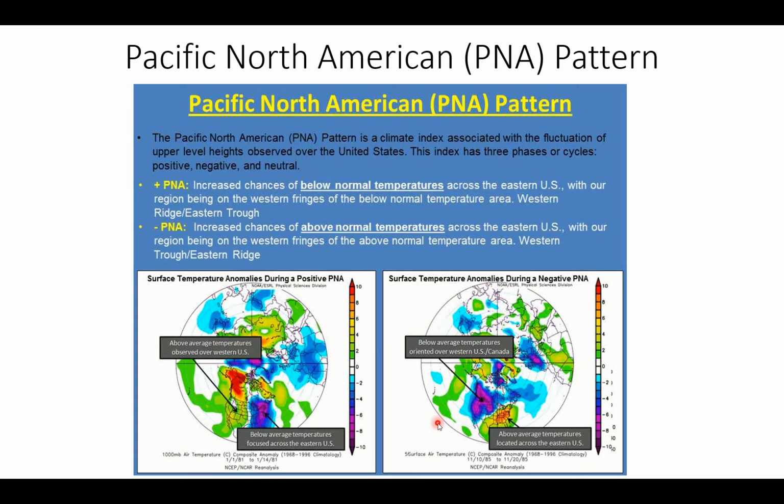And on the right-hand side, we see a negative PNA. It's a flip-reverse pattern, troughing and cold temperatures across the western U.S., and you get more of a ridging setup across the southeastern U.S. up to the mid-Atlantic with a negative PNA.